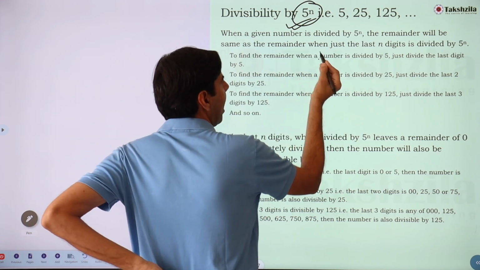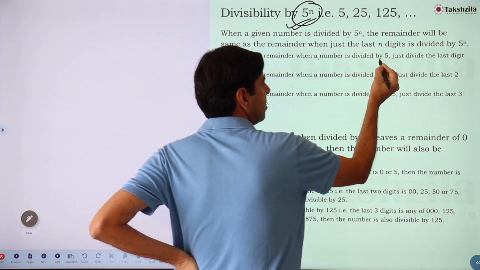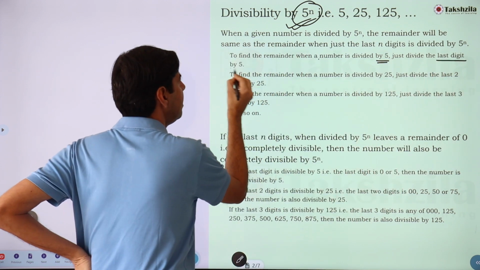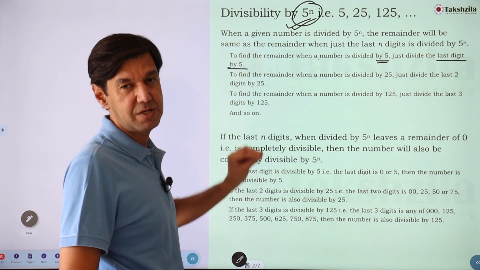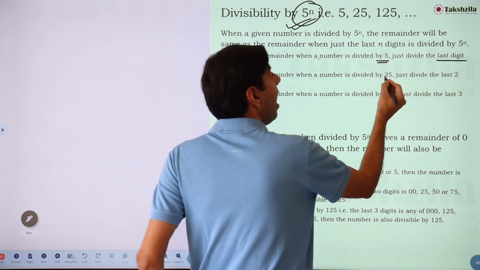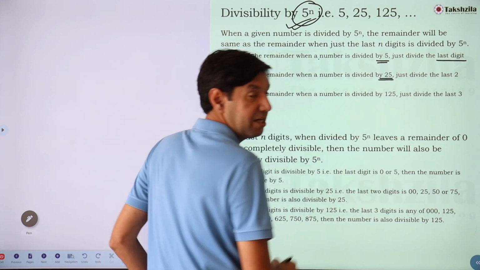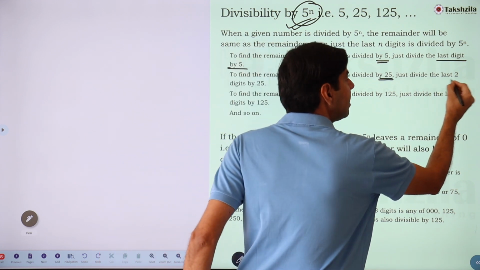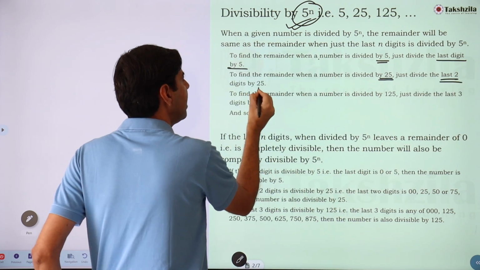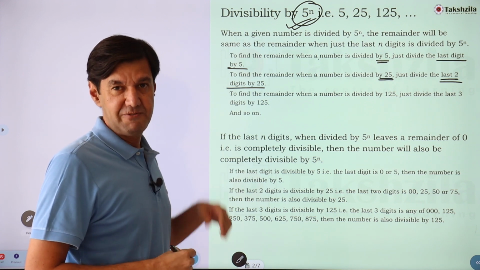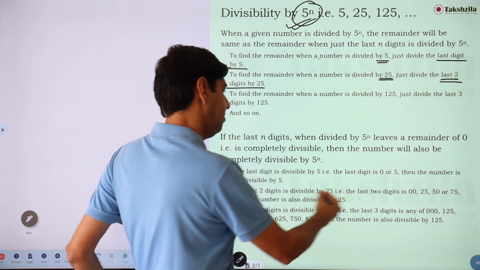So let's say we have a number, you want to check when it is divided by 5. Just take the last digit, divide by 5. Whatever remainder you get is the same as the remainder when the entire number is divided by 5. If you were checking divided by 25, 5 square, all you need to do is take the last 2 digits and check divisibility by 25. If it's divisible, the number is divisible.